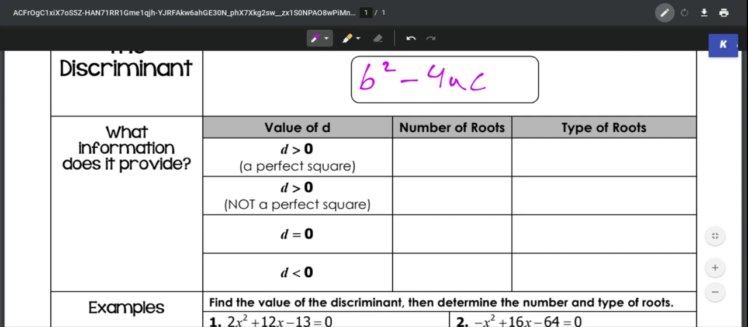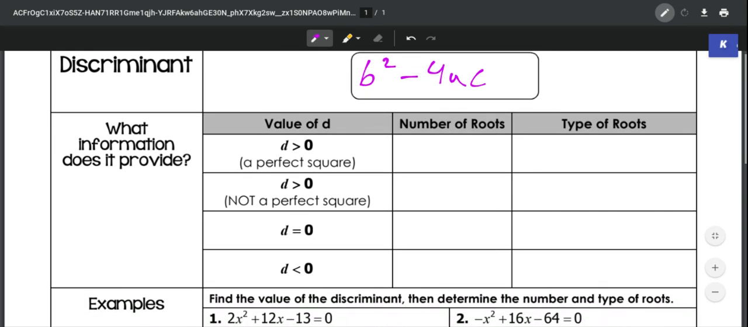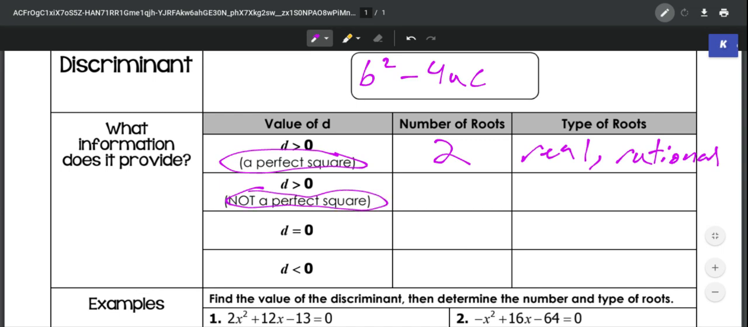So let's look at this. The information that this provides to us is, when the value of the discriminant is greater than 0 and it's a perfect square, that tells us that we're going to have two roots and they're going to be real and rational. When the discriminant is greater than 0 and it's not a perfect square, so we can't take the square root of it evenly, that means we've got two roots and they're real and irrational.